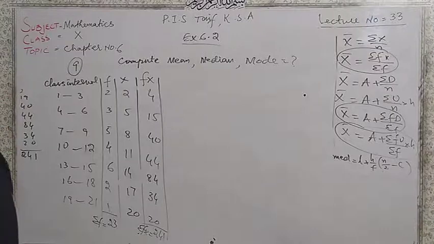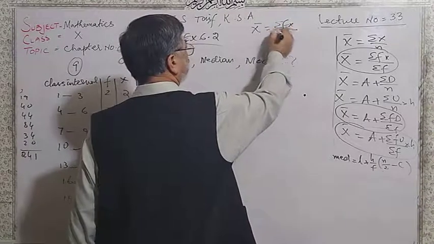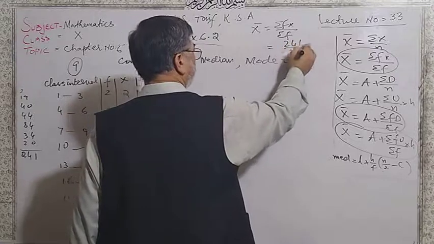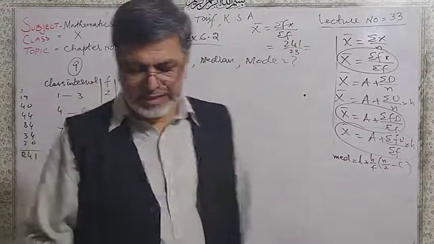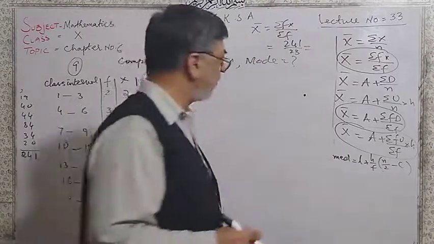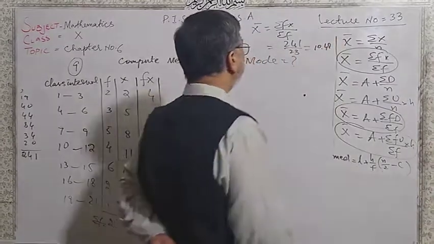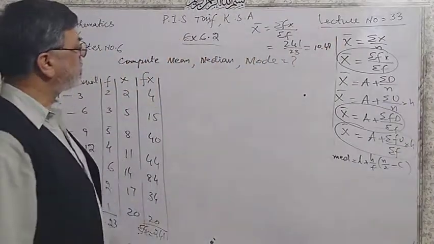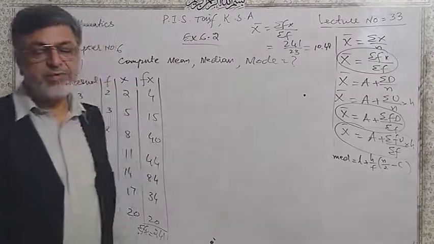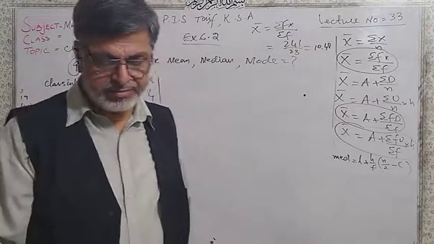Yes, 244. So you will apply the formula x bar is equal to sigma fx over sigma f. We have sigma fx is 241 over 23. Now we will divide it. Your answer will be 10.48. So dear students, this will be your answer of mean. After that we have to find median.